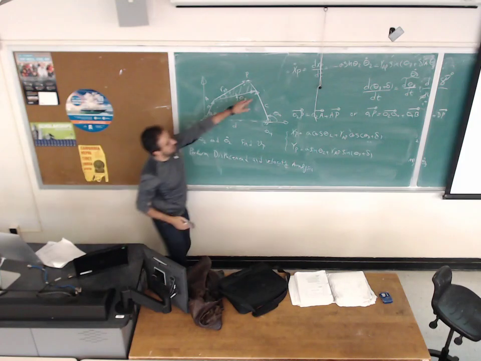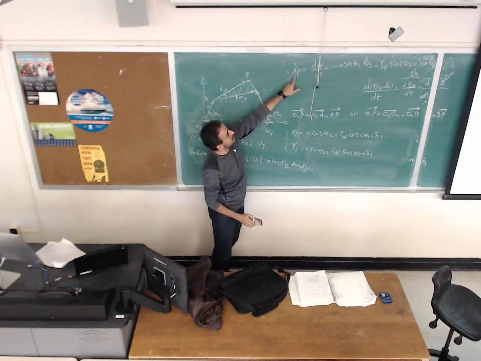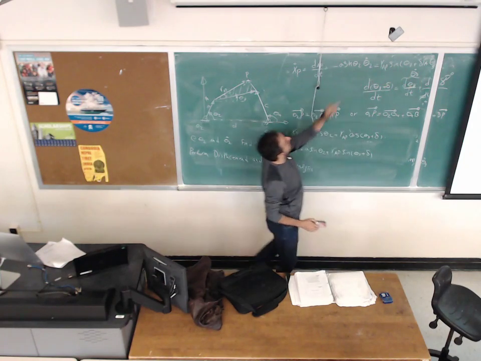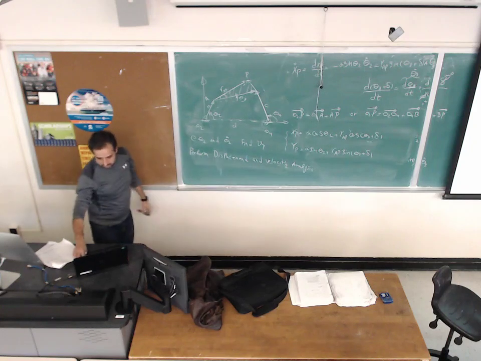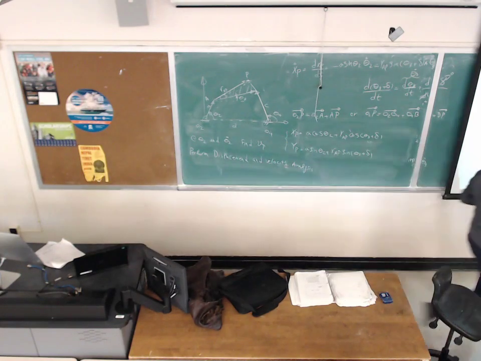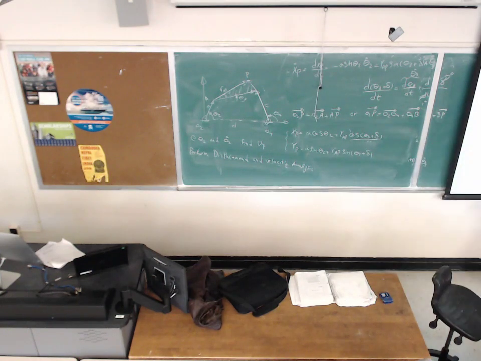So the velocity of point P in the x direction is going to look like this. And it's negative, right? Yes, the derivative of cosine with respect to theta 3 is going to give a negative sine.